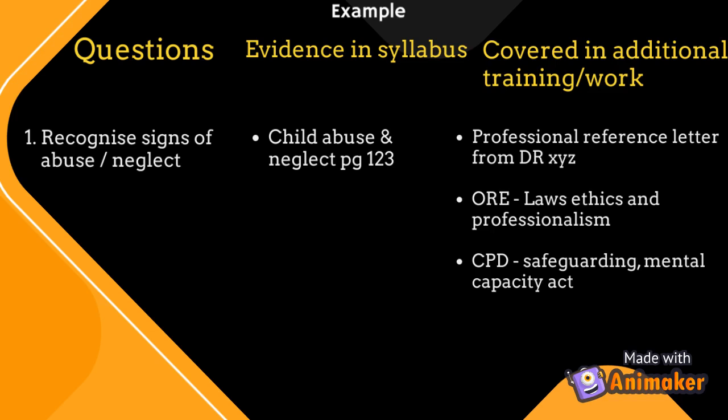In the additional training column, you can include the name of the Dr. XYZ reference letter. And if you're doing so, make sure the profession reference form mentions the learning outcome duty that you must have undertaken at work. You can also include ORE or LDS. Follow the same pattern, go through the blueprint and see where it is covered and note it down. Other things that can be included are CPD or RCS courses.